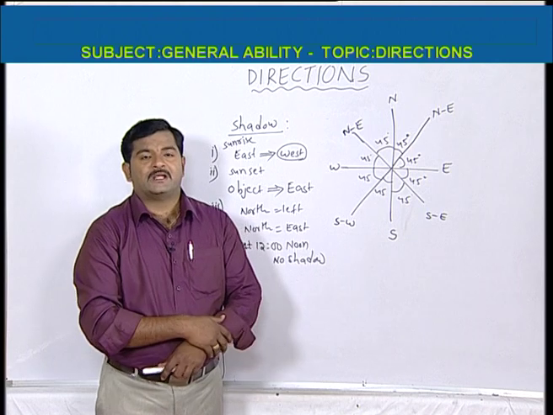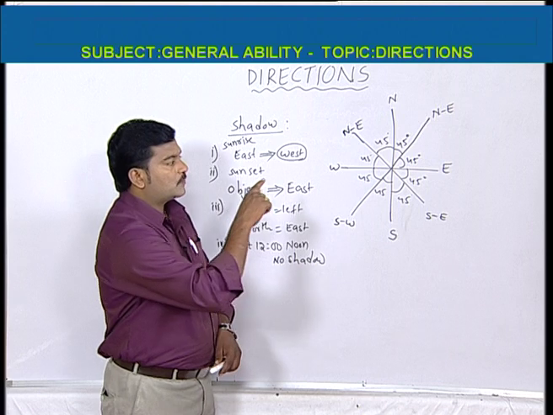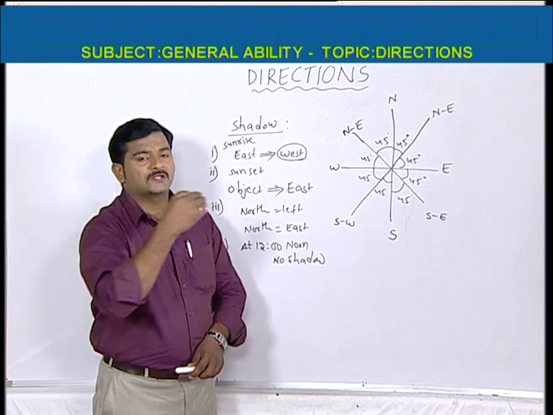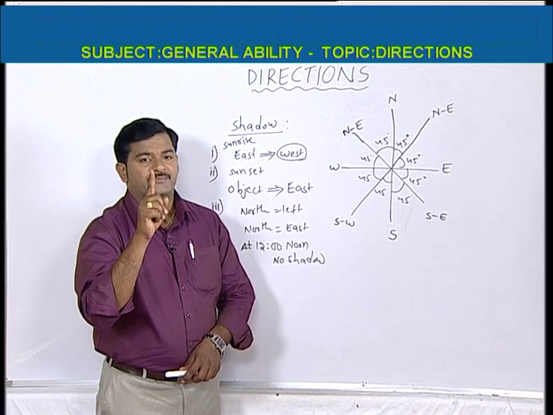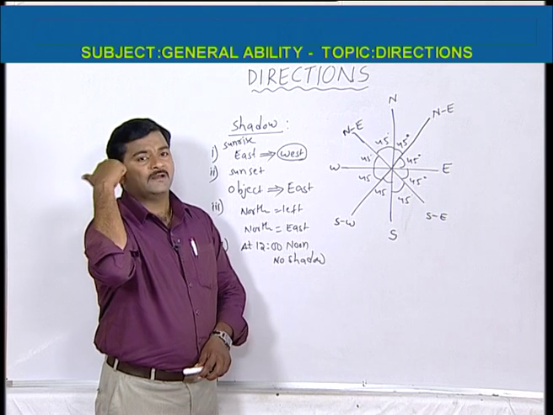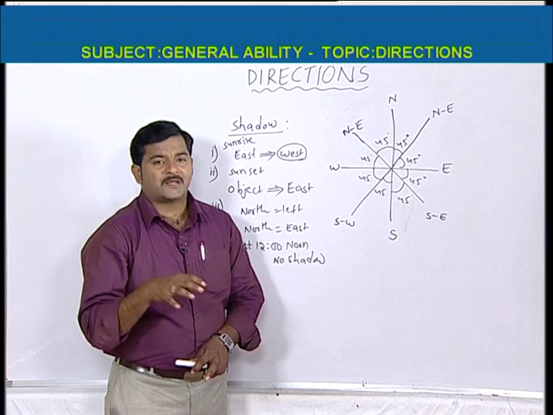Point number 1, at the time of sunrise, if the person is facing towards east direction, then his shadow will always be towards west direction. That is the first point. If he faces east in the morning time, the shadow will always be towards his west. That is the first point.